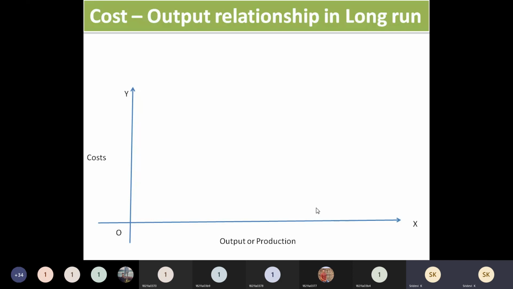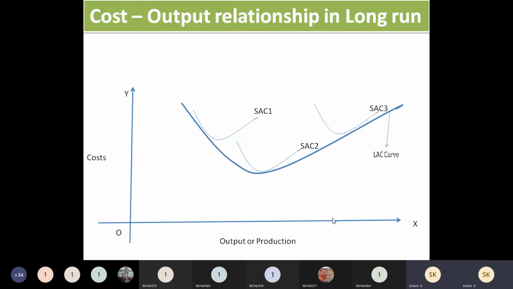So in long run, we are going to take different short run average cost curves first. Let us take only 3. It is not compulsory to take 3, but for easy understanding, I have taken only 3 short run average cost curves. Then combination of different short runs will become the long run. No? So intersecting these 3 curves, you will be getting long run average cost curve. This is named as what? Long run average cost curve.